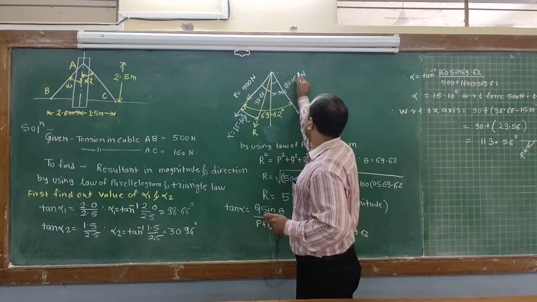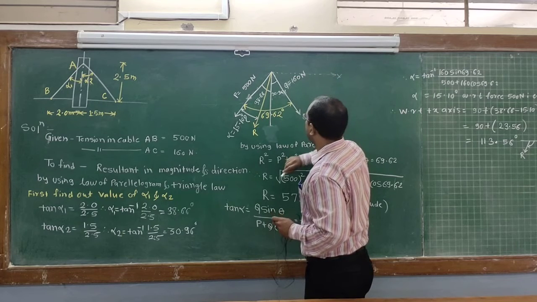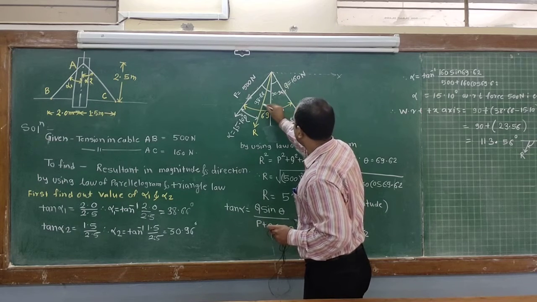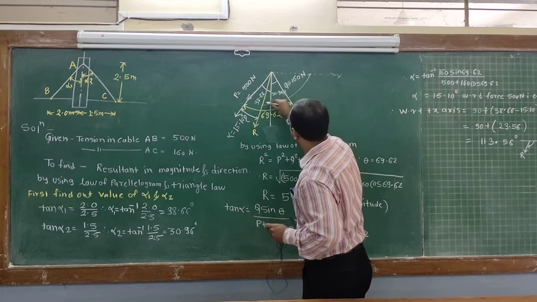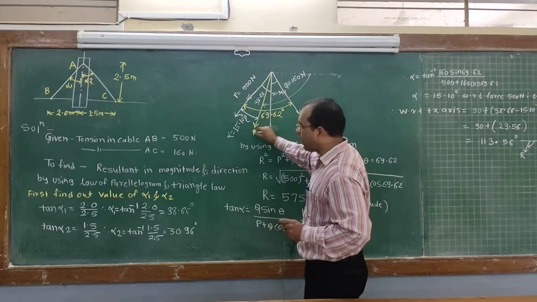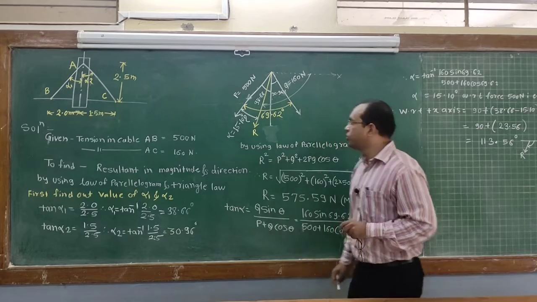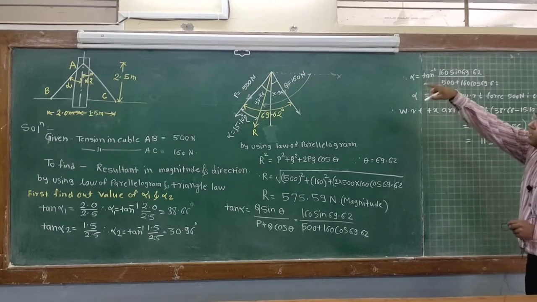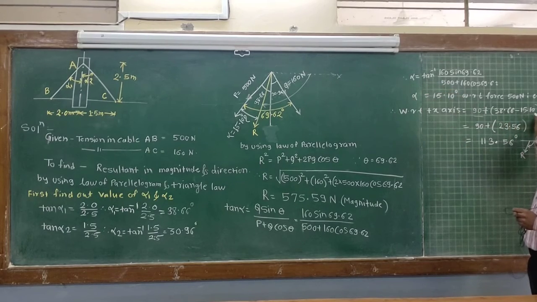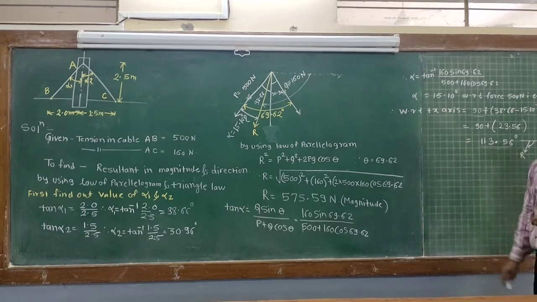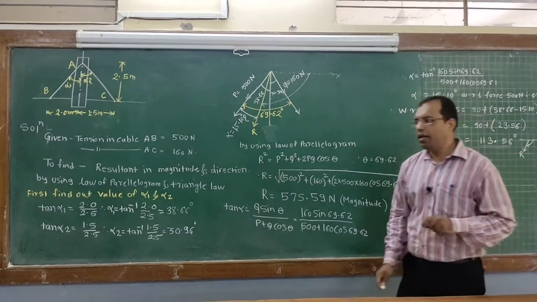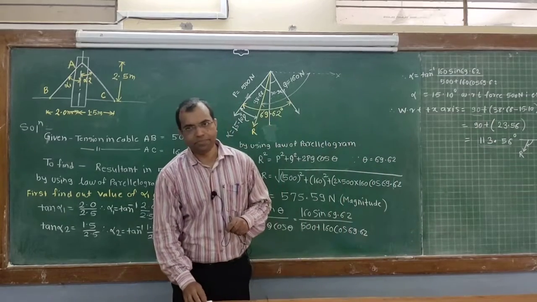Now if you want to find out the direction with respect to the x direction, what is that angle? This is 90 and this angle is given. So to find the direction of resultant R with respect to the positive x direction: 90 plus the total angle 38.66 minus 15.10, so you will get this angle, 113.56 with respect to x. So this is the way to find out the resultant by using the law of parallelogram.